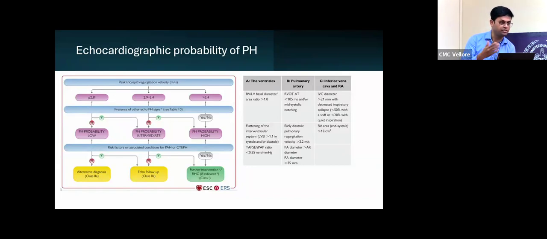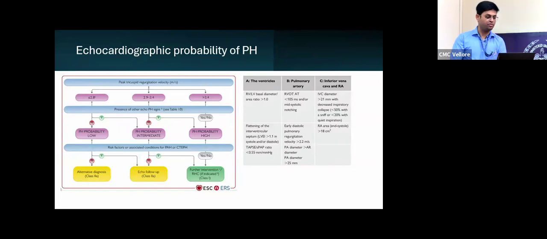If there are other features, like what you have shown in this slide, like RV-LV basal diameter ratio of more than 1. Basically, the RV is very much dilated and it's bigger than the LV. That's what it says. And flattening of the intraventricular septum and bowing of the intraventricular septum towards the left ventricle. Basically, the pressure on the right side is going up. That's why it's bowing towards the left ventricle.